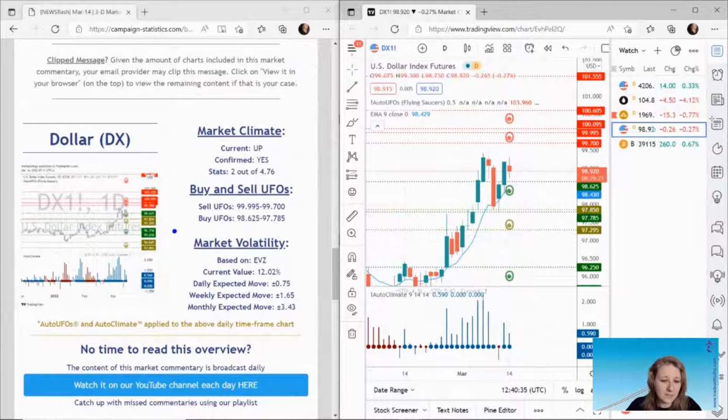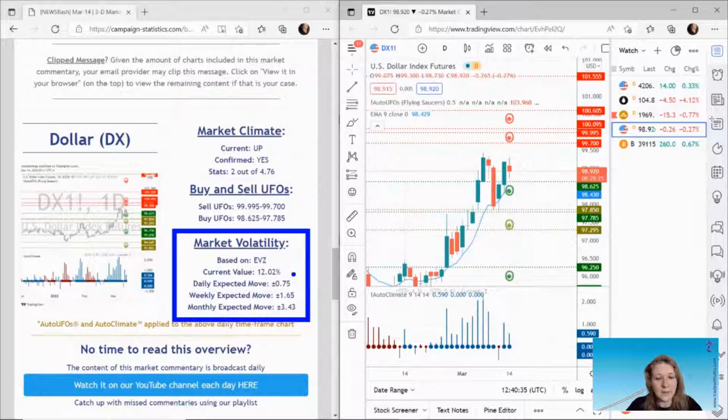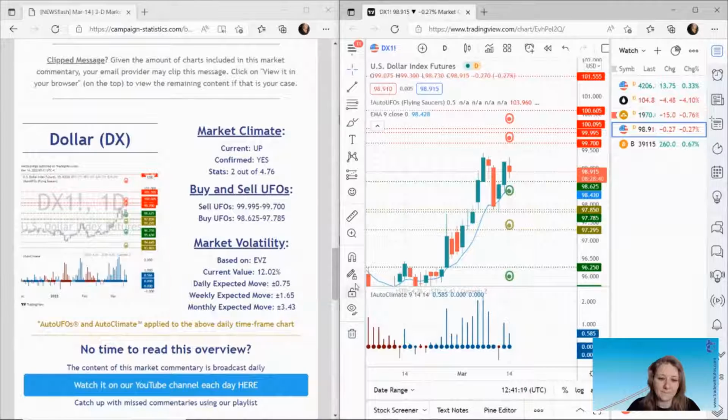Now, in terms of volatility on the US dollar, we'd expect movement up or down in 1 year of 12.02%. So in a day, that's 0.75 points. In a week, 1.65 points. And in a month, 3.43 points.